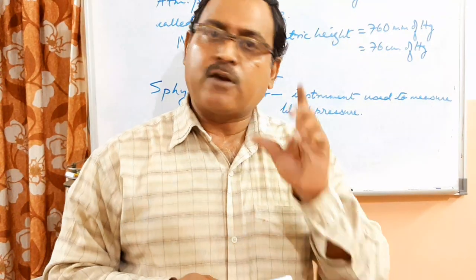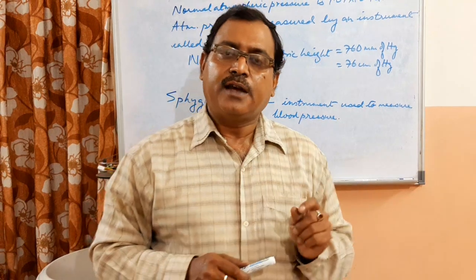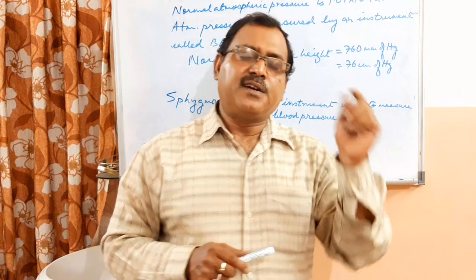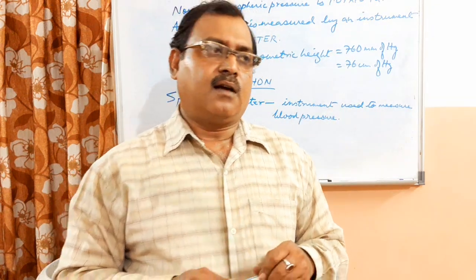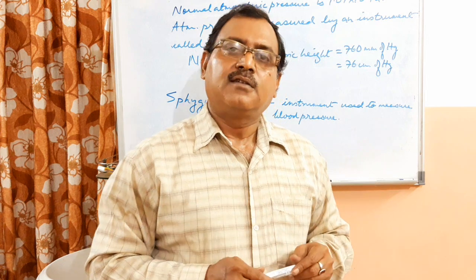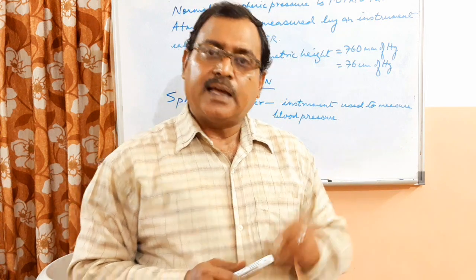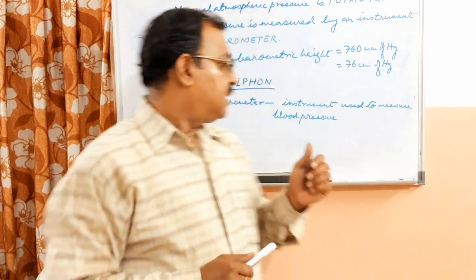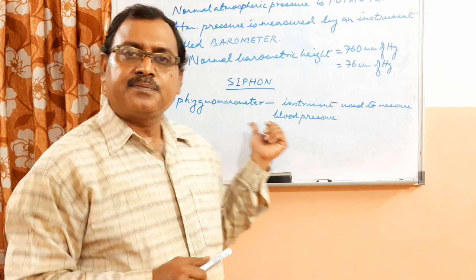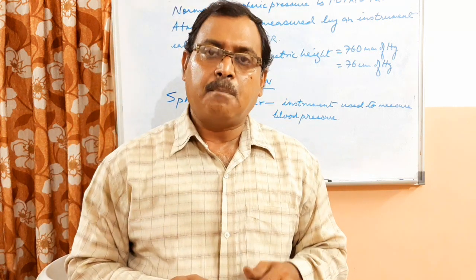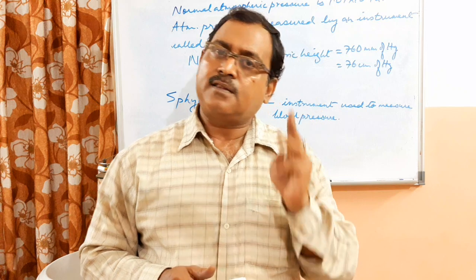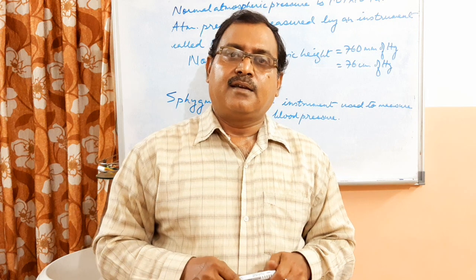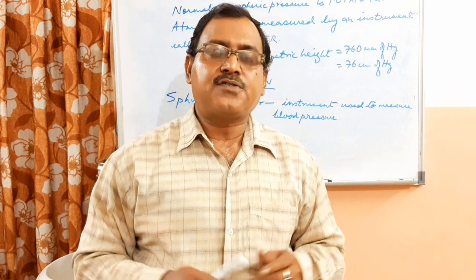So I gave you the names of three instruments. One is the manometer, which is used to measure pressure in liquid. Actually, it is a simple device which comes under the pressure gauge. Second, the barometer, an instrument which is used to measure atmospheric pressure. And third, the sphygmomanometer, an instrument which is used to measure blood pressure. So you must remember the names of these three instruments. And we have come to the end of this chapter.